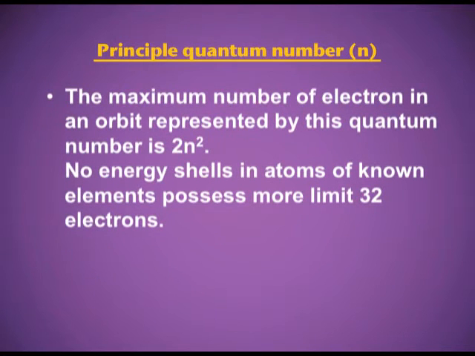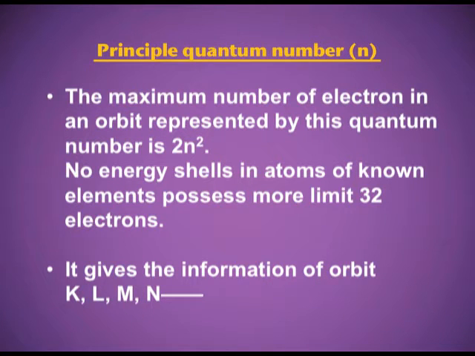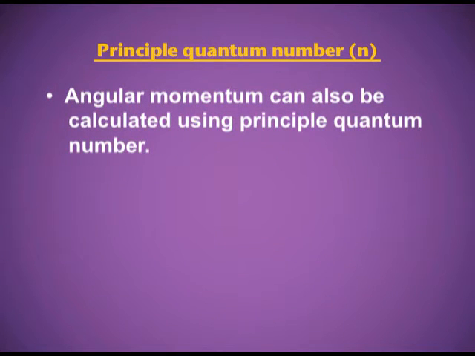The maximum number of electrons in an orbit represented by this quantum number is 2n squared. No energy shell in atoms of the known elements possesses more than 32 electrons. It gives the information of the orbit, that is K, L, M and N. Angular momentum can also be calculated using the principal quantum number.